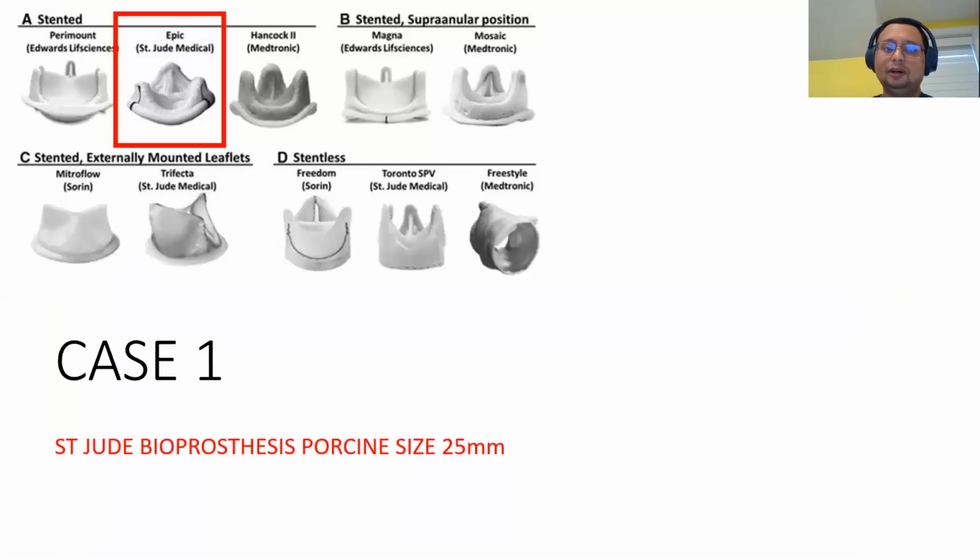So I will give you cases now. Case one is a St. Jude bioprosthetic porcine valve. I told you bioprosthetic can either be porcine or pericardial. So this is a St. Jude brand name bioprosthetic porcine valve. The size is 25 millimeters. So that is the type of valve there.